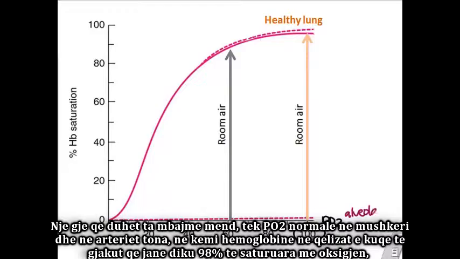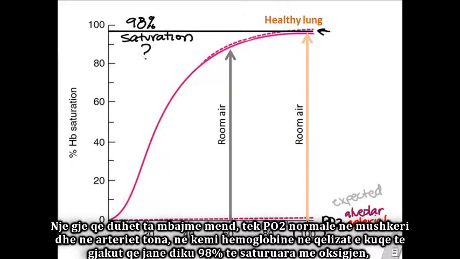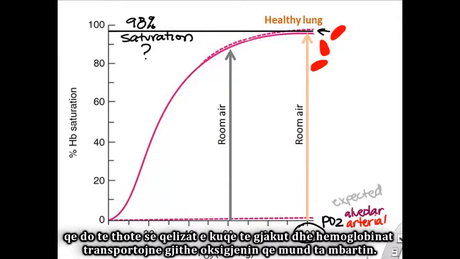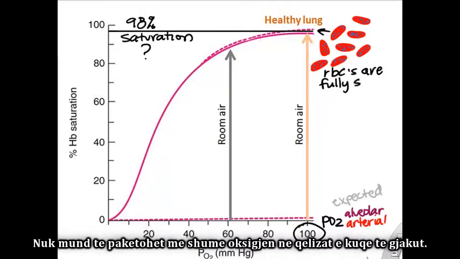So one thing to keep in mind, at our normal PO2 in our lungs and in our arteries, we have hemoglobin in our red blood cells that is about 98% saturated with oxygen, meaning those little red blood cells and the hemoglobin are carrying about all the oxygen that they can carry. You can't really pack any more oxygen into those red blood cells.